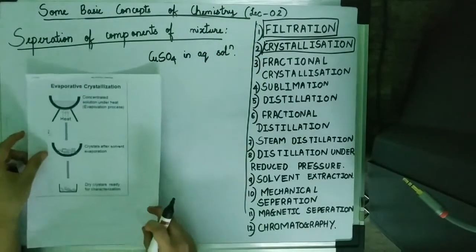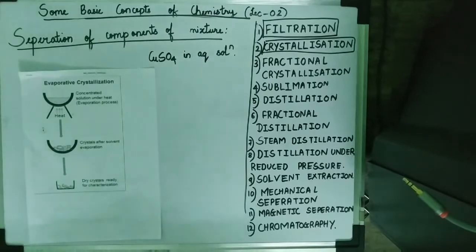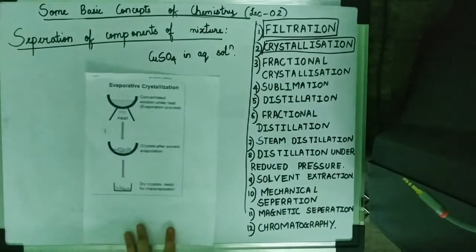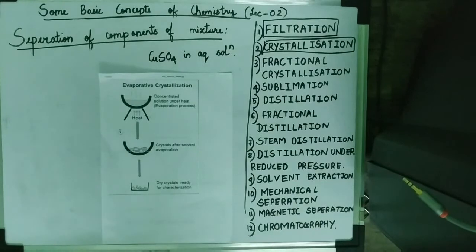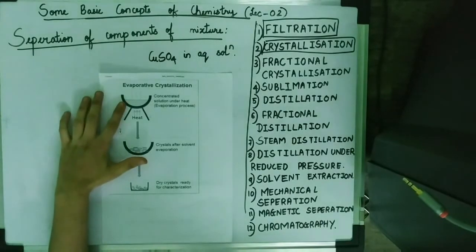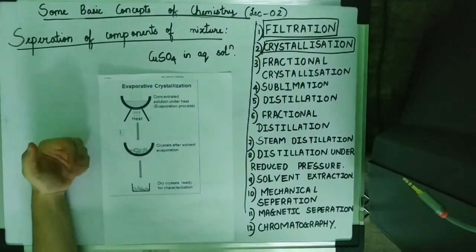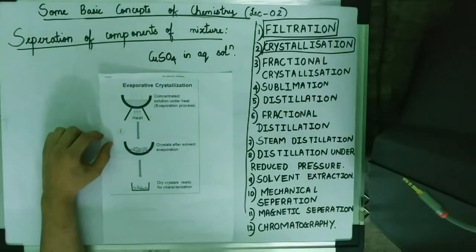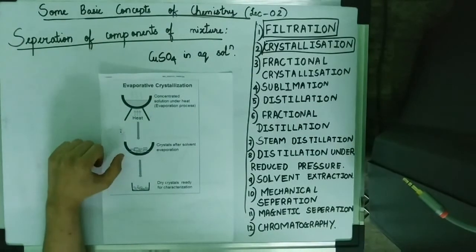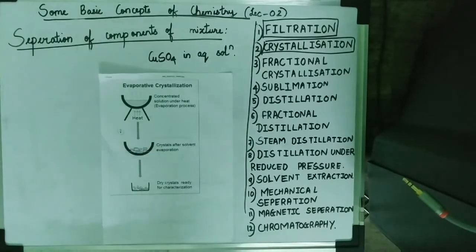There are 2 ways of using crystallization. One of them, which is shown, is evaporative crystallization. In evaporative crystallization, we have a solution and we heat the solution, and we try to evaporate all the solvent from the solution. When the solvent is evaporated, the crystals are left, and the crystals are then dried under UV light or sunlight, and then the dried crystals are ready for characterization.